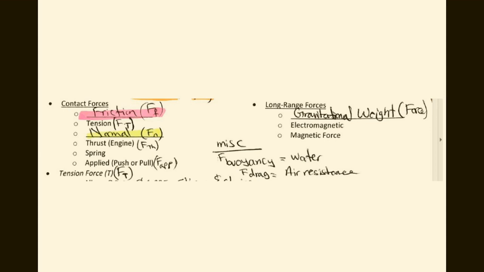All right, some miscellaneous ones. F drag is the same thing as air resistance. If you just write F air, no one's going to do anything over it. So whatever makes sense for you, F drag or F air resistance, they're the same thing. And then F buoyancy is when you have something in water.